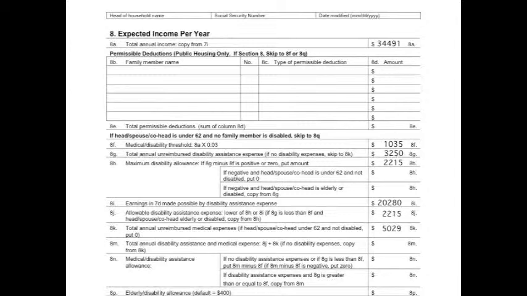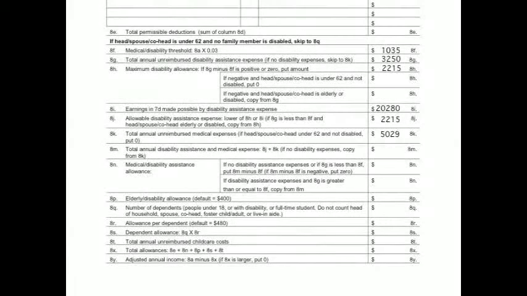We add up the total medical expenses, and that's how we got our answer on 8K of $5,029. 8M is the total for both disability and medical expenses, and the form tells us to take 8J plus 8K, and our answer on 8M is $7,244. On 8N, did you use the first or second field?